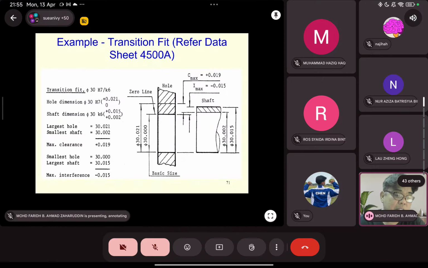Tan Kim On. Are you listening? Yes, doctor. Okay, please look. Tengok ni. How do you know the transition? Tengok value ni. And then tengok value ni.